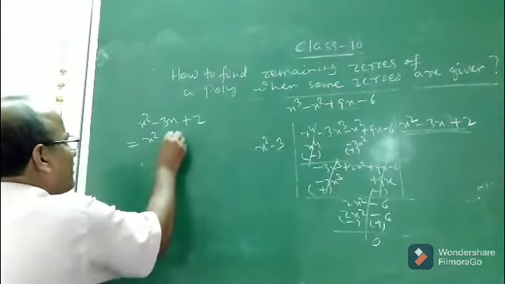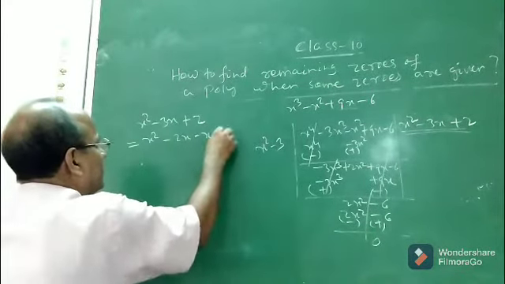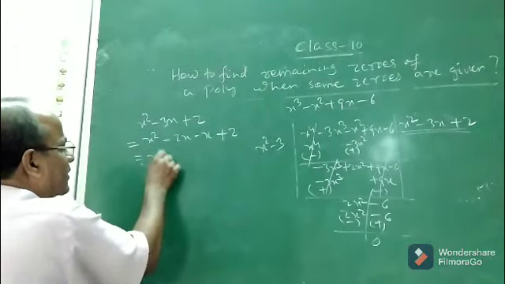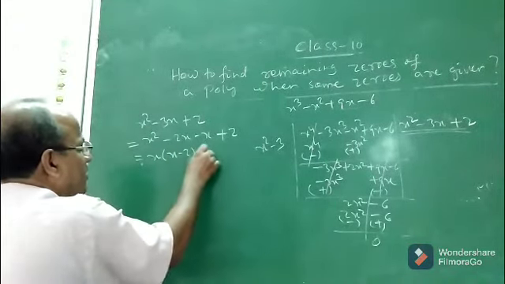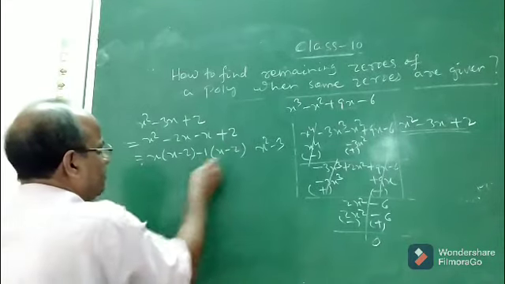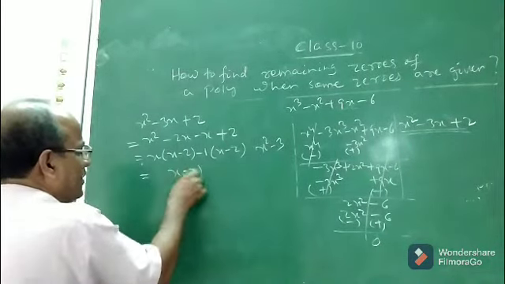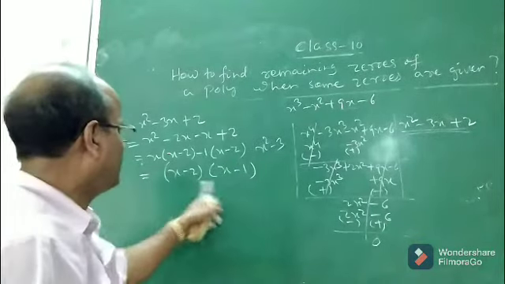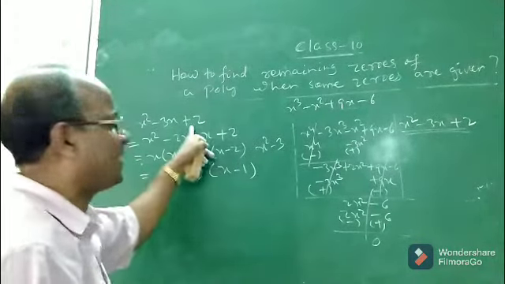It will be x square minus 2x minus x plus 2. Minus 2x minus x is minus 3x. Now you take common x in the first two terms, and take common minus 1, it is x minus 2. See, it is x minus 2 again, you take common, it is x minus 1. Now these are the two linear factors of this quadratic polynomial.